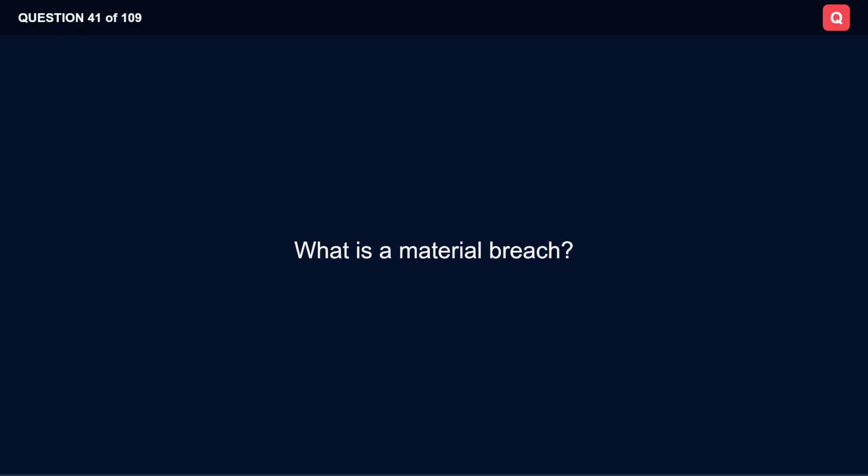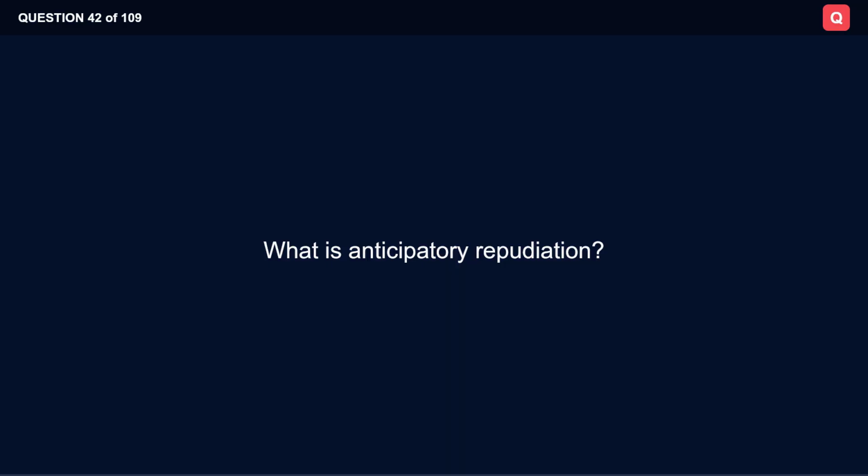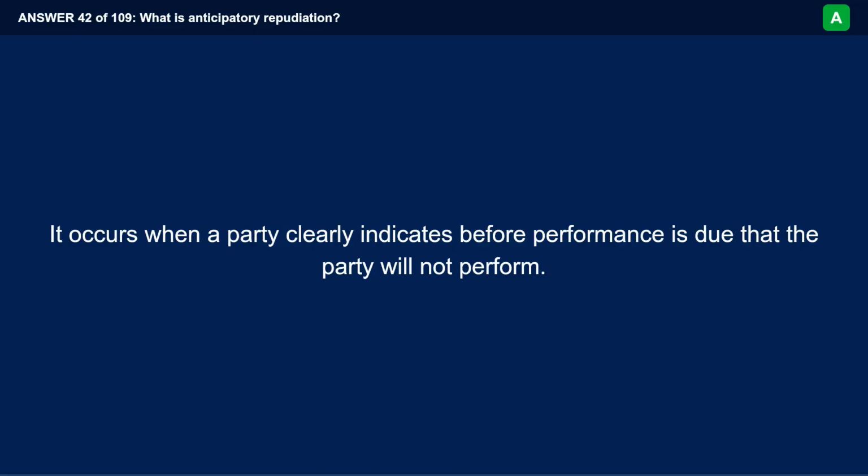What is a material breach? A material breach is a significant failure that excuses the non-breaching party from further performance and allows remedies. What is anticipatory repudiation? It occurs when a party clearly indicates, before performance is due, that the party will not perform.